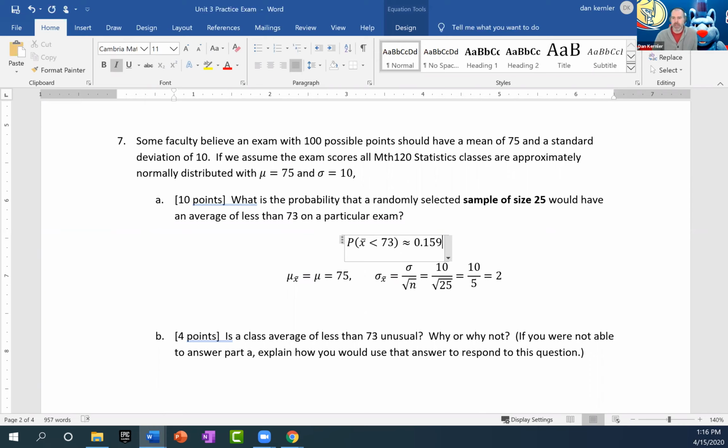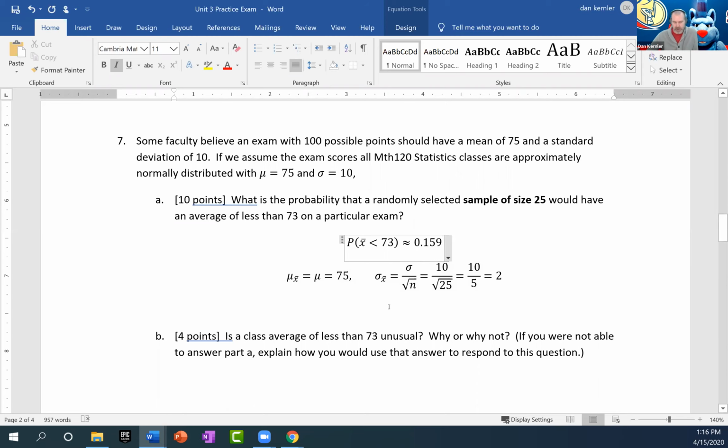This is what I hinted at, one of the most common mistakes, one that people struggle with. Does anyone know the common error on this one? Yeah, Brittany said not finding the standard deviation for the sample.